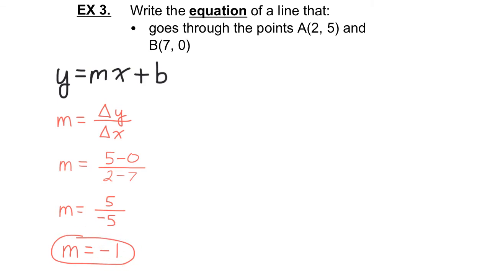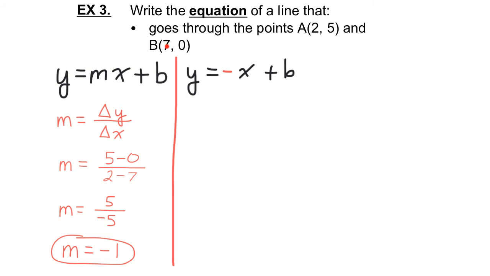So now I can update my equation, y equals negative 1x plus b, or just y equals negative x plus b. Now I still don't know what b is, so I'm going to do the same thing as I did in the last 2 examples. I'm going to substitute a point into my equation. So I need values of x and y. Well, you can choose either x is 2 and y is 5. Follow that through, you'll solve for b.